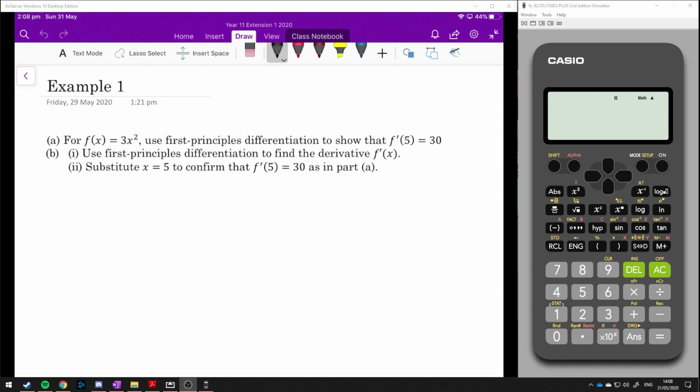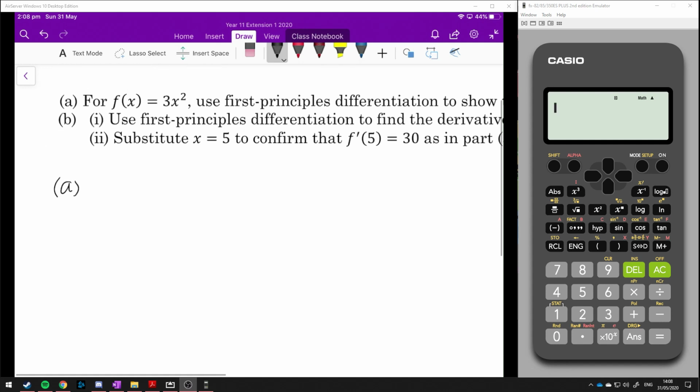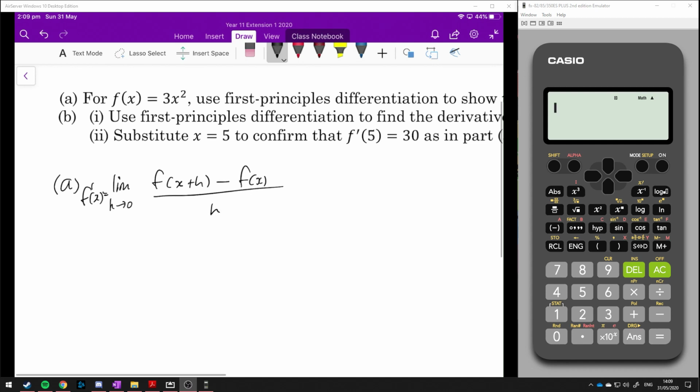So with that being said, let's jump into our first example. Example 1: for f of x is equal to 3x squared, use first principles differentiation to show that f dash of 5 is equal to 30. To do so, we're going to use the formula that we used before. I'm going to write that formula again, so we need to add that limit bit. f dash of x is equal to the limit as h approaches 0 of f of x plus h minus f of x over h.